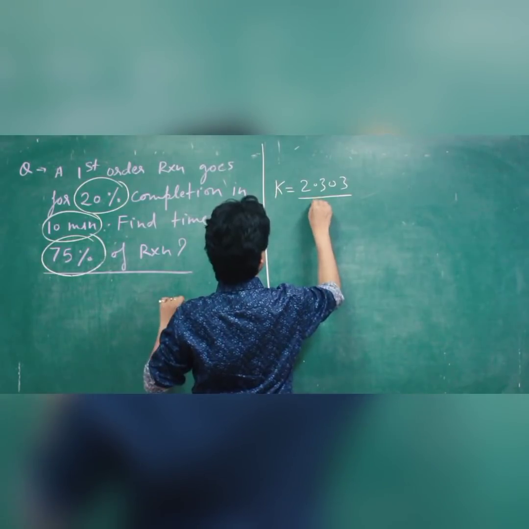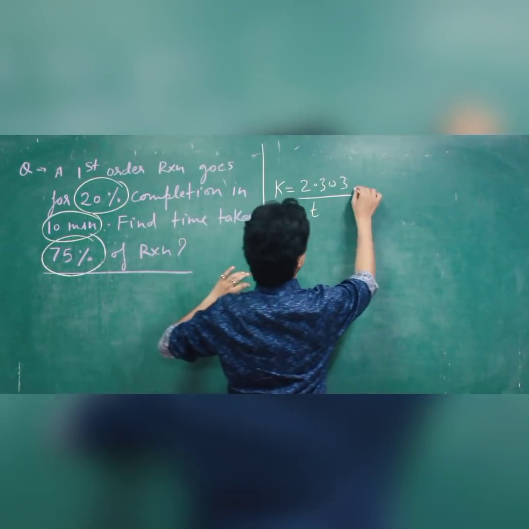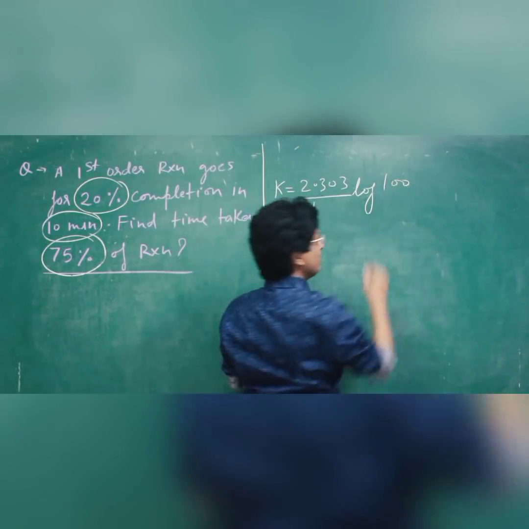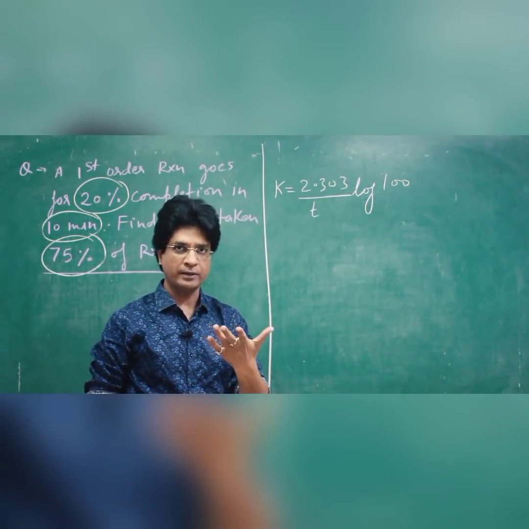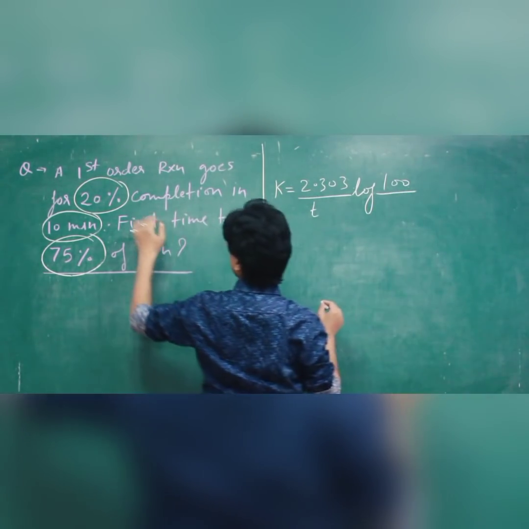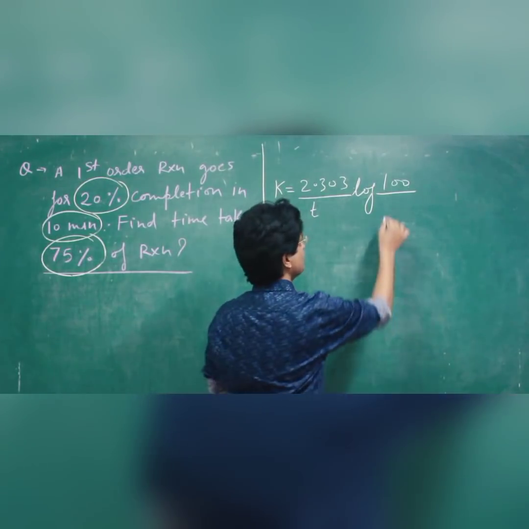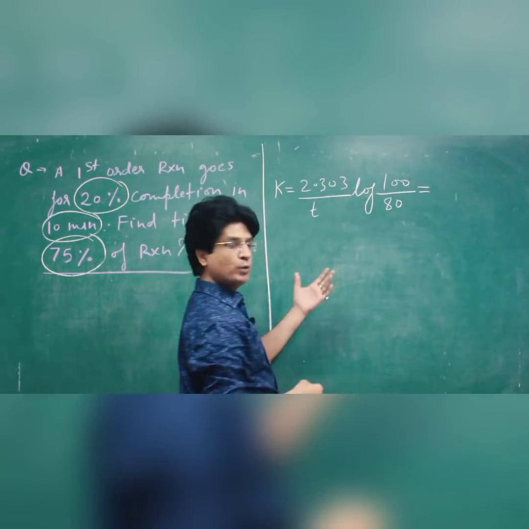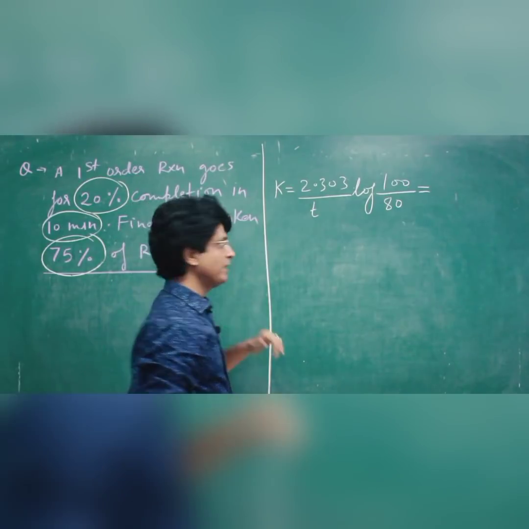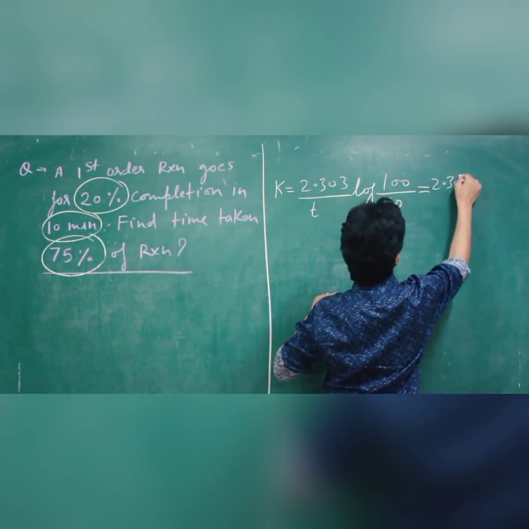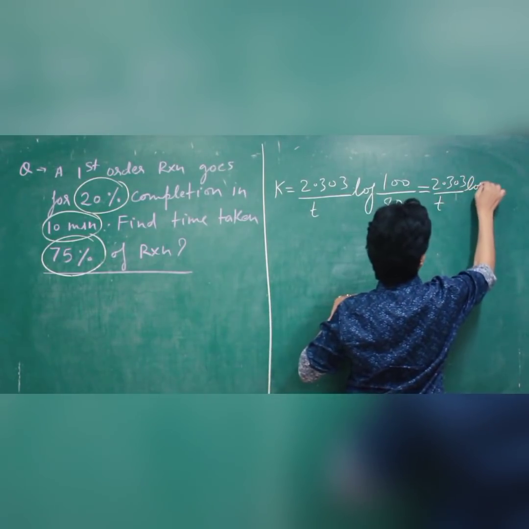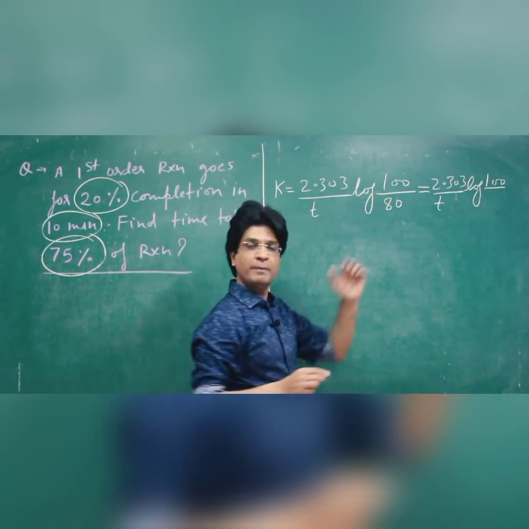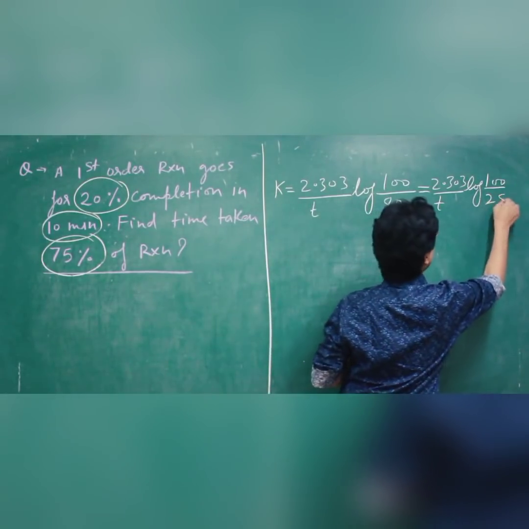2.303 upon the time taken for 20%, log of initial amount, let it be, say, 100. Whenever they give you a percentage, begin with 100, and once it is 20% complete, the remaining amount will be 80. Now this K should also be equal to the second part of the question, 75%. So it will be 2.303 upon t, log of initial amount 100, and once it is 75% complete, the remaining amount will be 25.